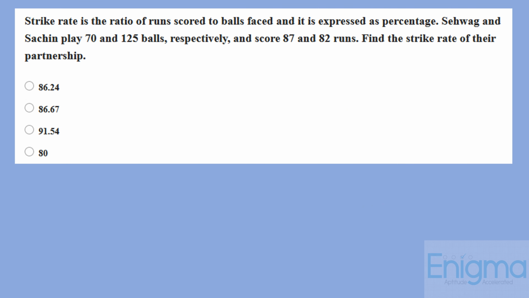Strike rate is the ratio of runs scored to balls faced, and it is expressed as percentage. Sehwag and Sachin played 70 and 125 balls, respectively, and scored 87 and 82 runs. Find the strike rate of their partnership. Now here, the total runs scored by them is 169, and the total balls played by them is 195. So now we can represent this as a percentage into 100, and that will be our answer.